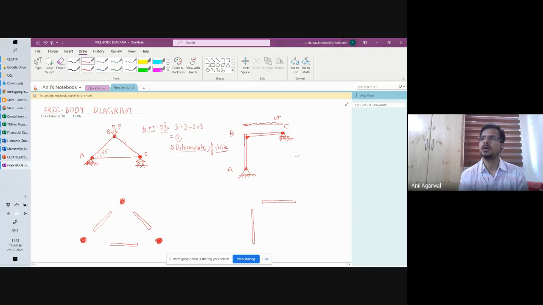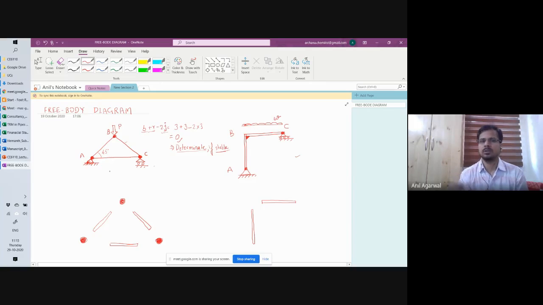Then you have to bring in other equations. That will not be really a method of joints. You will have to solve the equations of equilibrium at C, at A, and at B simultaneously in that case. Then that is not a method of joints. Method of joints is basically you write the equations of equilibrium at B and solve them.